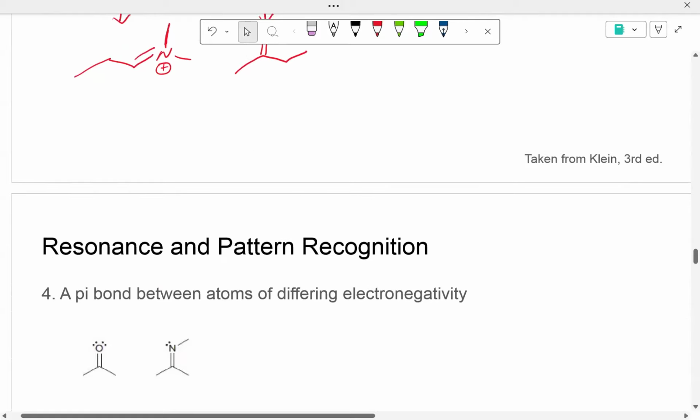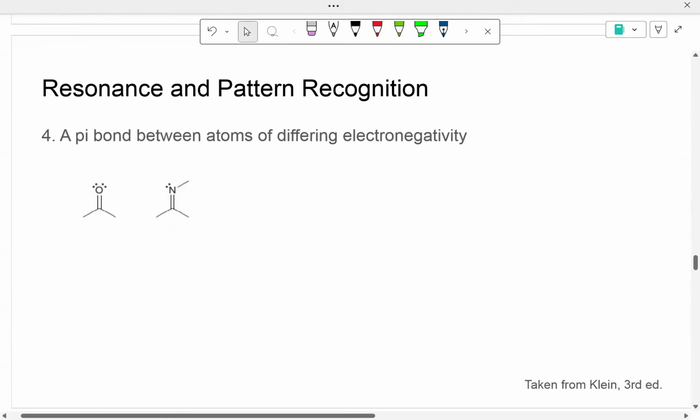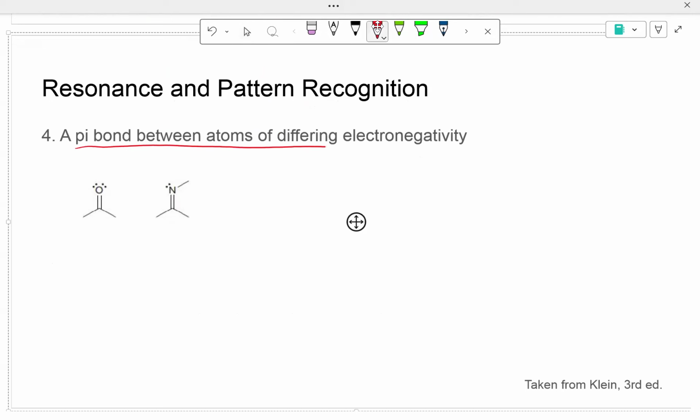Finally, the last common pattern, and these aren't the only things you'll ever see do resonance, but these are some of the most common patterns that you're going to see. Probably, if I were to put a number to it, like 95% of the time, you're going to be doing one of these 4 things. And that's if you have a pi bond between atoms of differing electronegativity. So let's look at that carbon-oxygen double bond here.